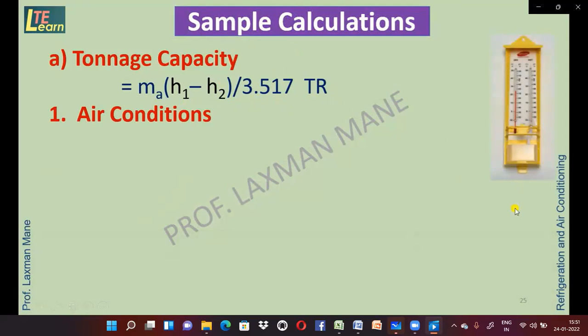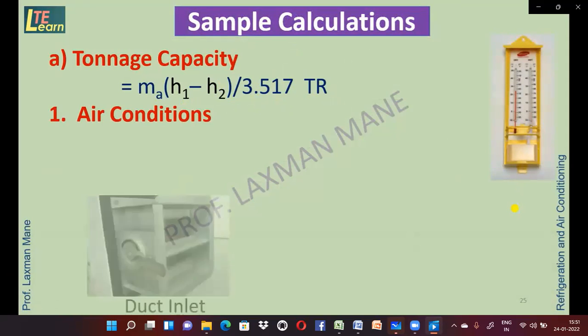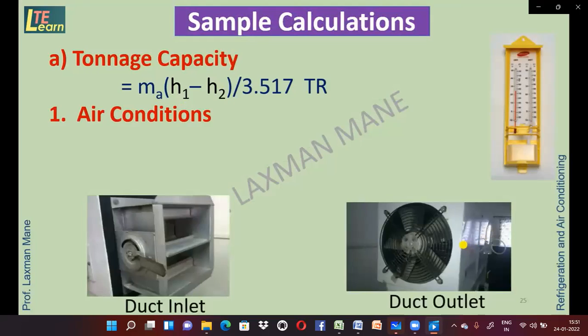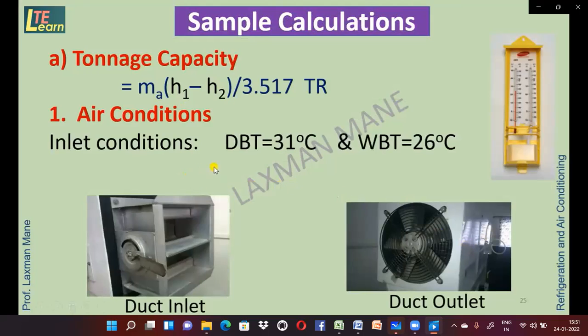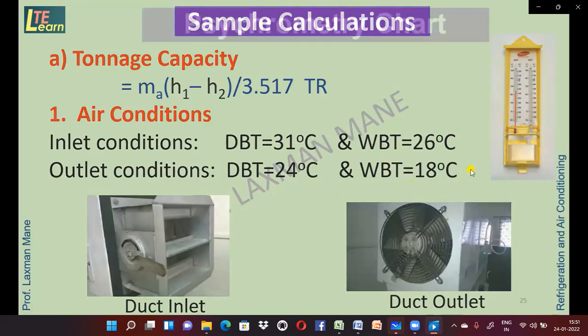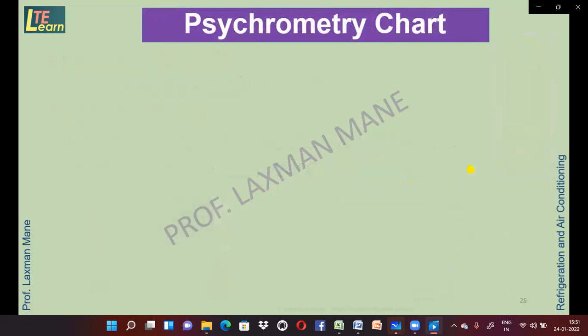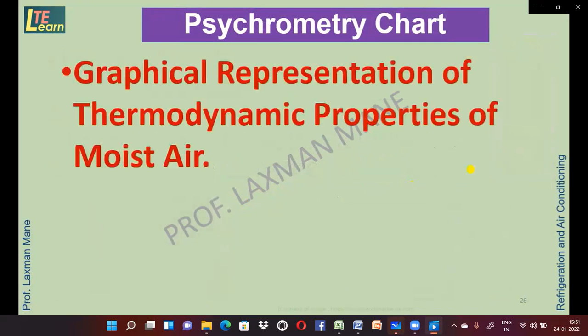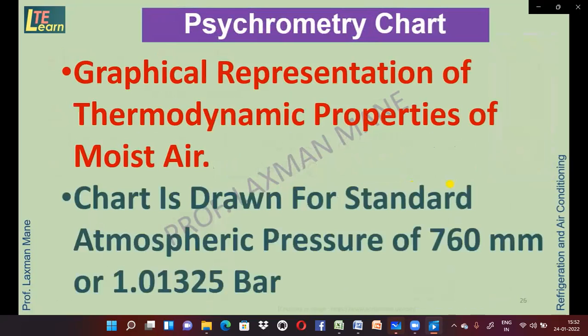So air properties are measured by using psychrometer at the inlet and outlet of the duct. So inlet conditions as dry bulb temperature and wet bulb temperature, and at outlet of the duct, outlet conditions as dry bulb and wet bulb temperatures. We need psychrometric chart to plot the process. So let us understand psychrometric chart. It is a graphical presentation of thermodynamic properties of moist air.